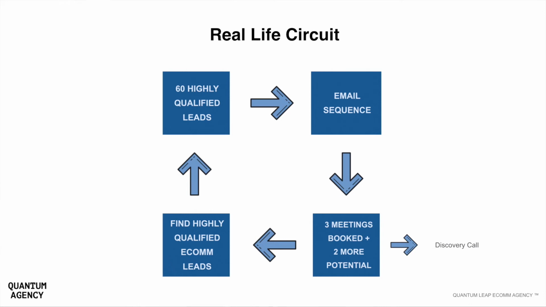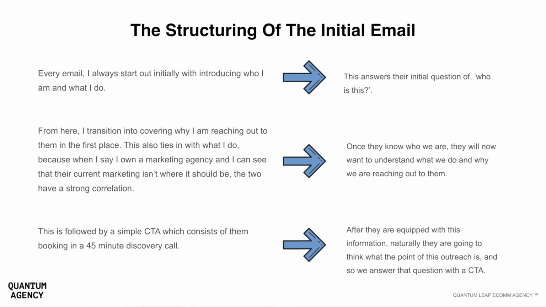However you want to go about finding your leads, whatever that way is, just make sure that they're highly qualified. So as I say, he found 60 highly qualified leads. From there, you want to go ahead and plug that into your email sequence. This is the email sequence, okay?